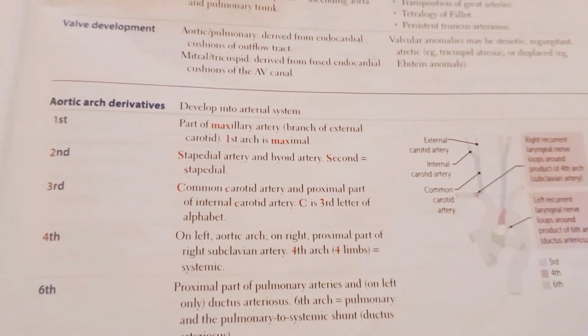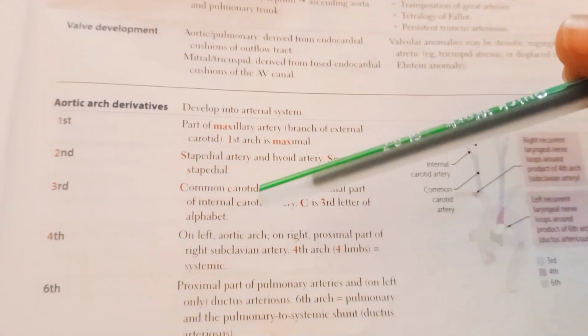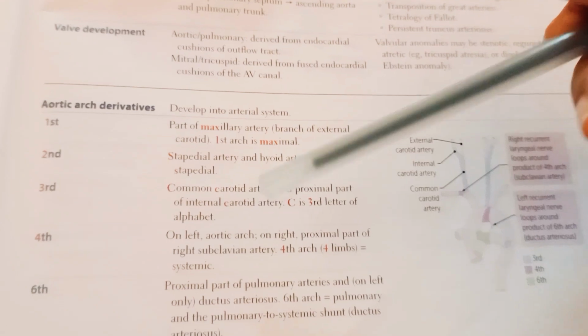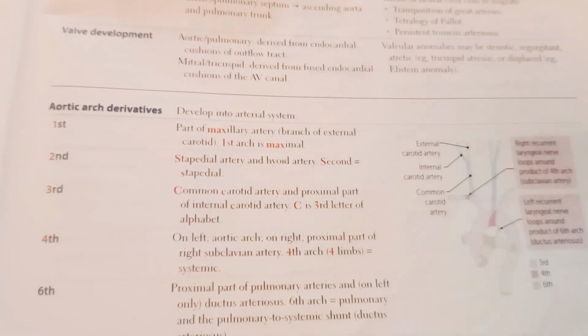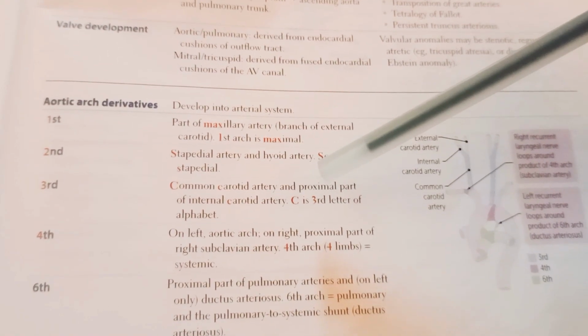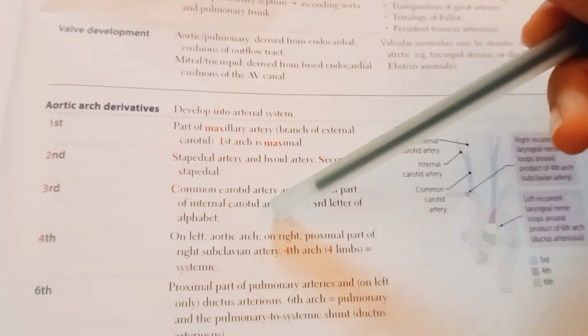Second, stapedial. S for S, like that you can remember. Next, third one is common carotid artery. How to remember this? C is the third letter of the alphabet, so it is C. Okay, carotid, and the third one is also related to the proximal part of the internal carotid artery.